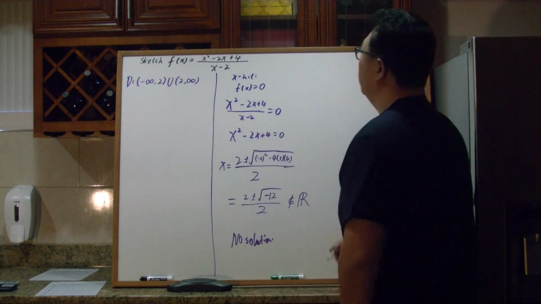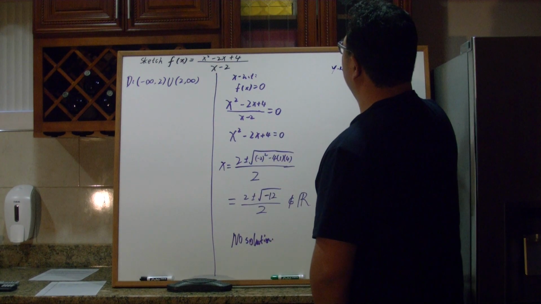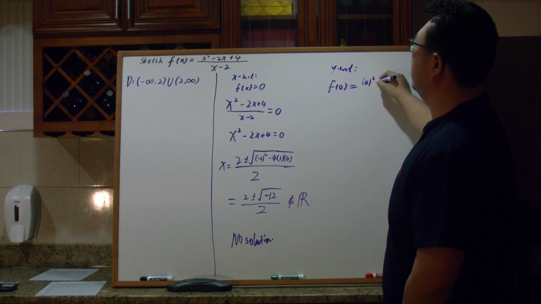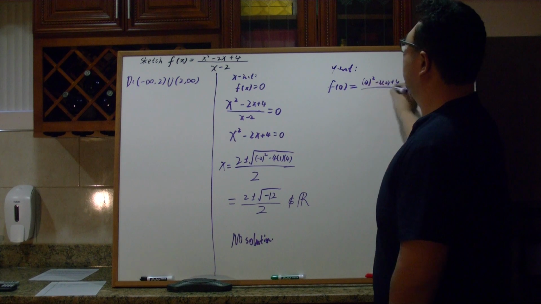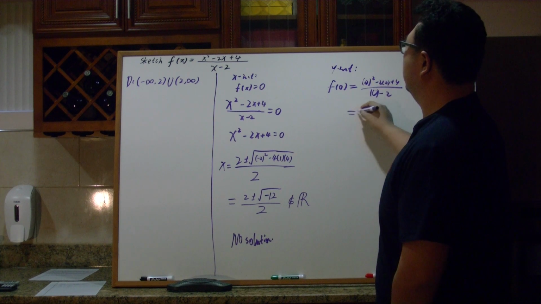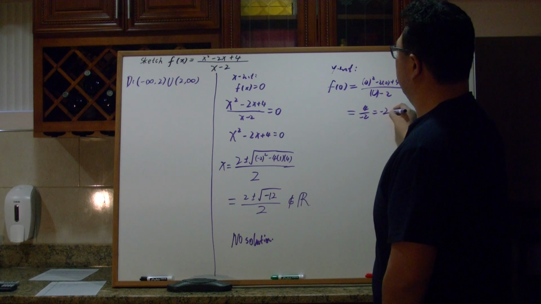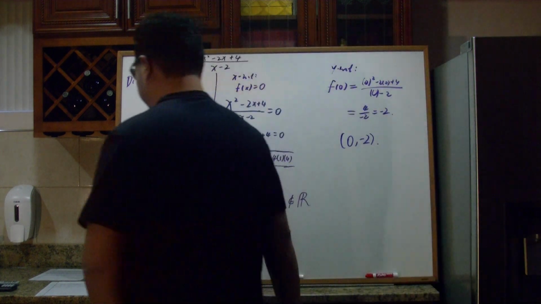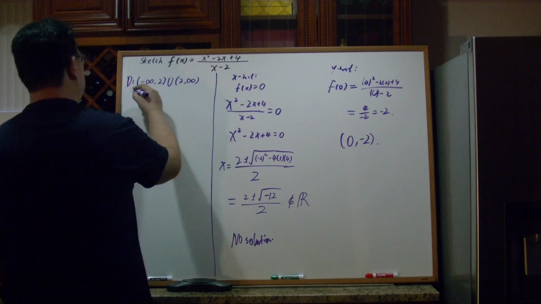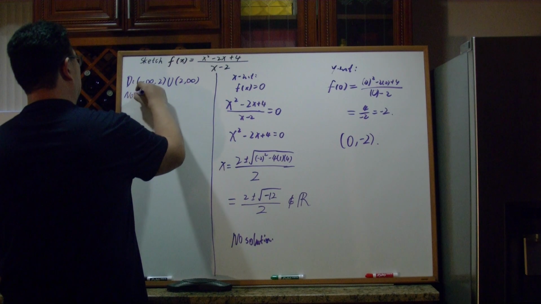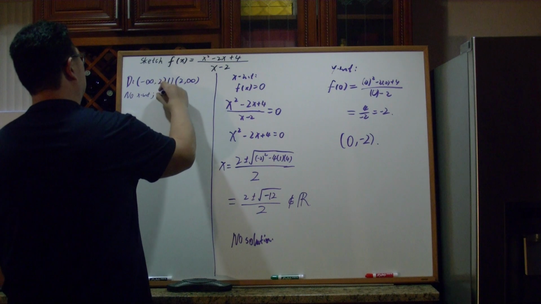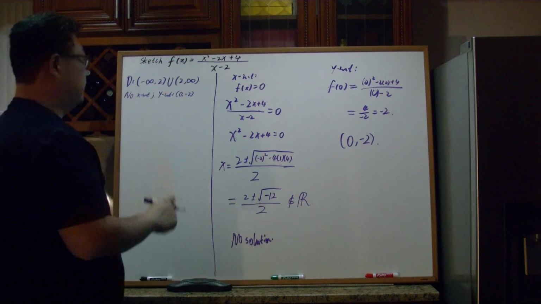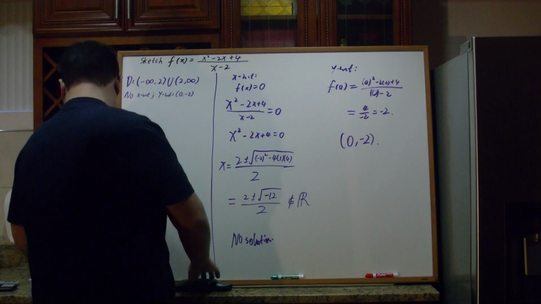In that case, the y-intercept is just f of 0. We substitute 0 in there: 0 squared minus 2 times 0 plus 4 over 0 minus 2. That is 4 over negative 2, which is negative 2. So the y-intercept is the point (0, negative 2). We seal the conclusion: no x-intercept, and the y-intercept is (0, negative 2). That is what we have for the intercepts.